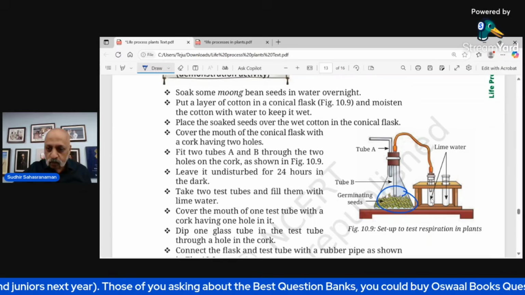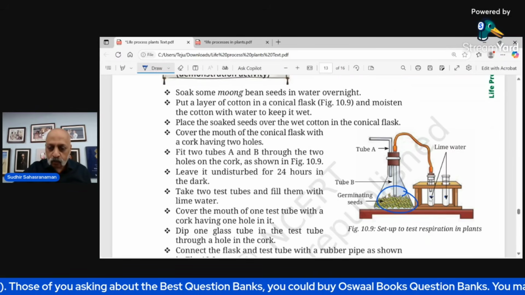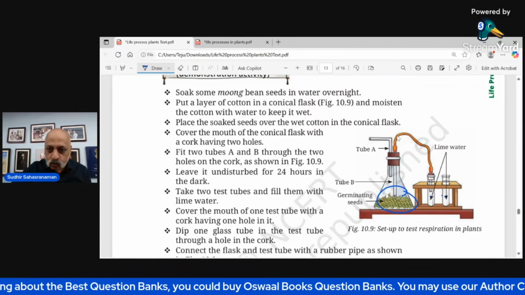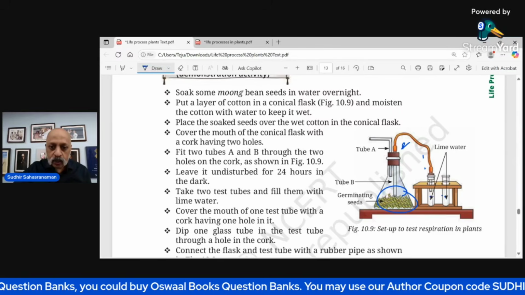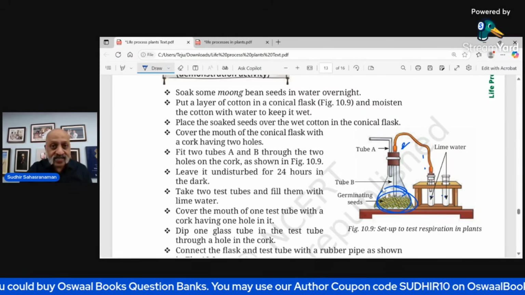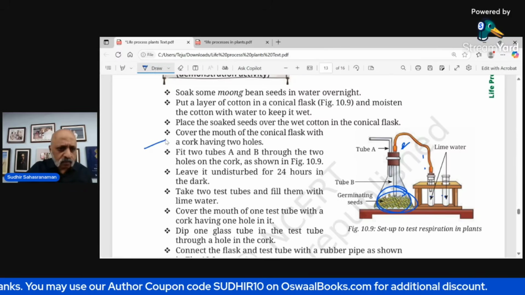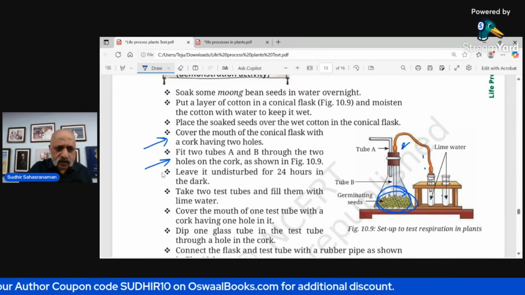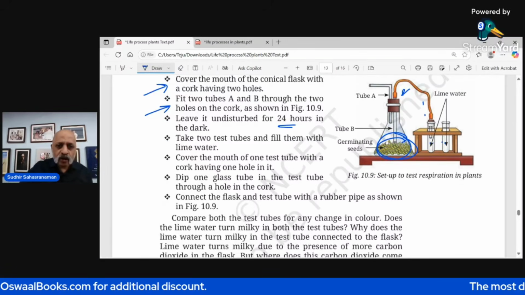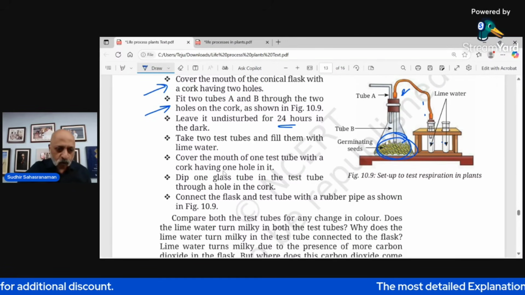And what you do is to have two test tubes, both of them having lime water, but this one is connected to this particular tube. These are germinating seeds, which means they can breathe. So you cover the mouth of the conical flask, you fit the two test tubes, and you leave it undisturbed for a day. And you fill the two test tubes with lime water.